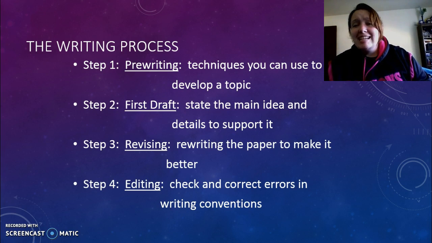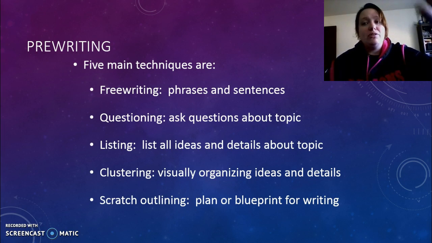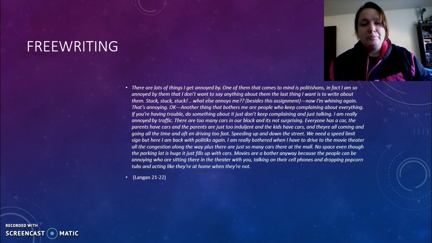We're going to cover pre-writing techniques, which are things that you can use to both develop and come up with an initial topic. Alright, the 5 main techniques of pre-writing are as follows. There's free writing, questioning, listing, clustering, and then there's a unique one at the very end. It's scratch outlining. Scratch outlining does not get used on its own, but scratch outlining gets used in conjunction with one of the other 4 up above.